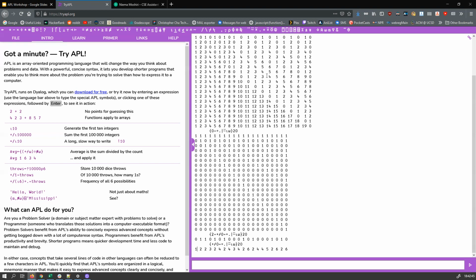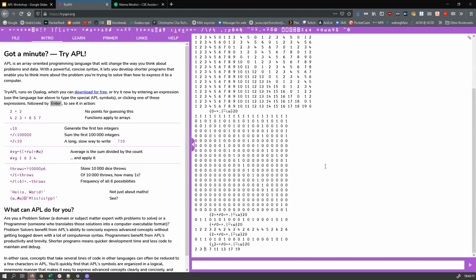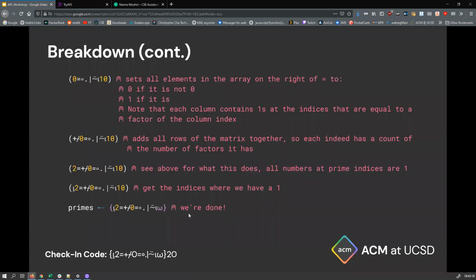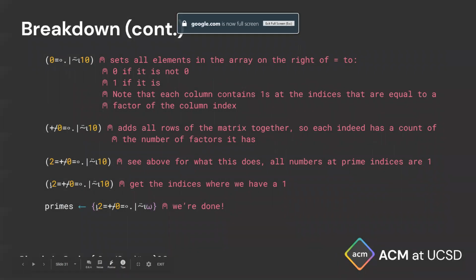So now we can sum all of our columns, or headings. We can see number 1 has 1 factor, 2 has 2 factors, 4 has 3, 5 has 2, 6 has 4, and then we can figure out, as we did in this one, which ones have 2s in the factor. Then we can use the where index symbol to get the indices of these. Remember that indices start at 1 in APL because there was no standard back then. Thank you, C, for doing that for us.